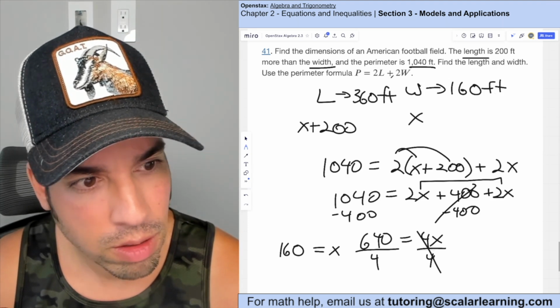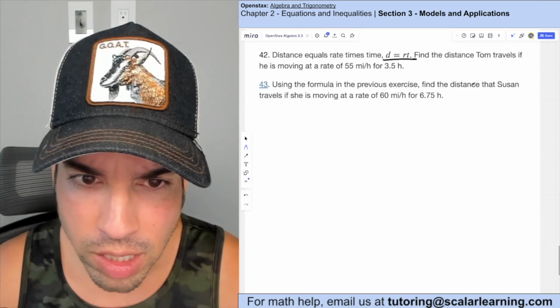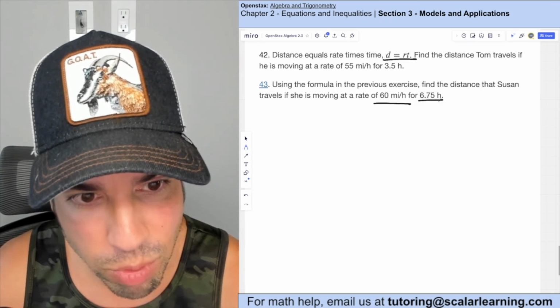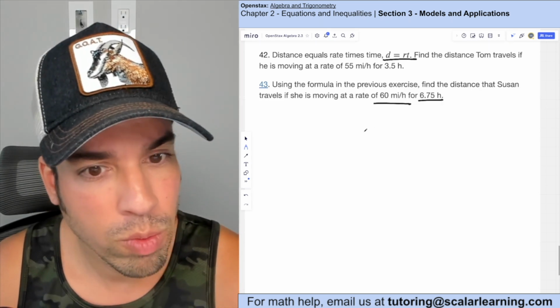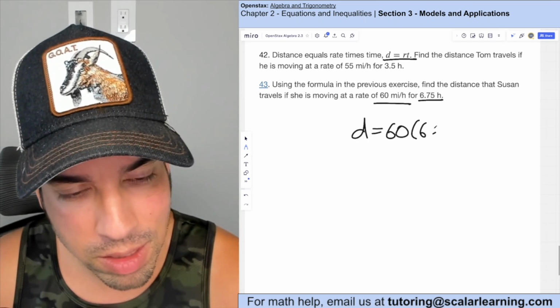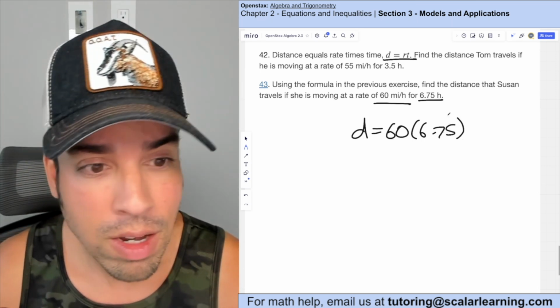360 feet. Boom, done. Using the formula from the previous exercise, find the distance that Susan travels if she is moving at a rate of 60 miles per hour for 6.75 hours. So we want to find distance when rate is 60 and time is 6.75. Pretty nice. We're good to go.